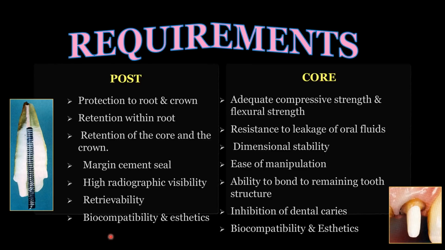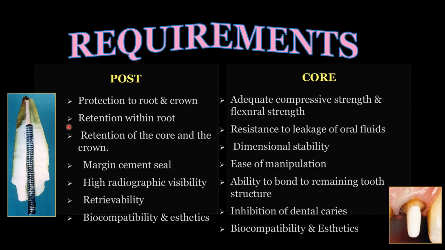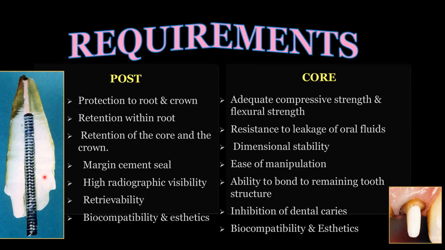Now coming to the requirements of the post and the core. First, for the post. The post should protect the root and the crown. It should achieve retention within the root, and it should provide retention to the core and the crown. It should have good marginal cement seal. It should be visible on the radiograph. It should have good retrievability. It should be biocompatible with good aesthetics.